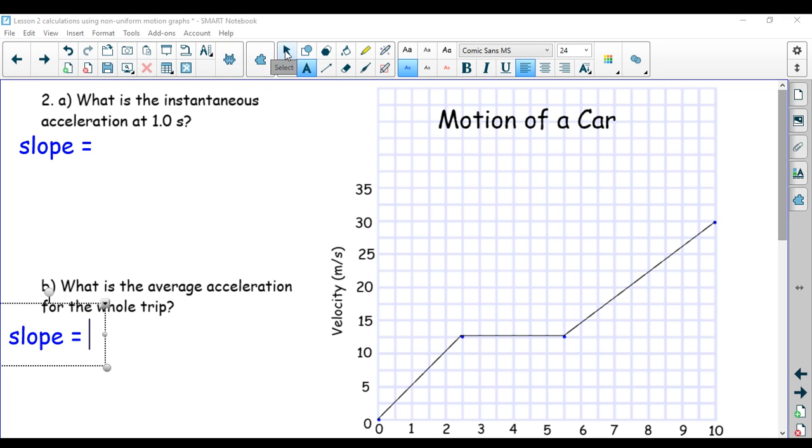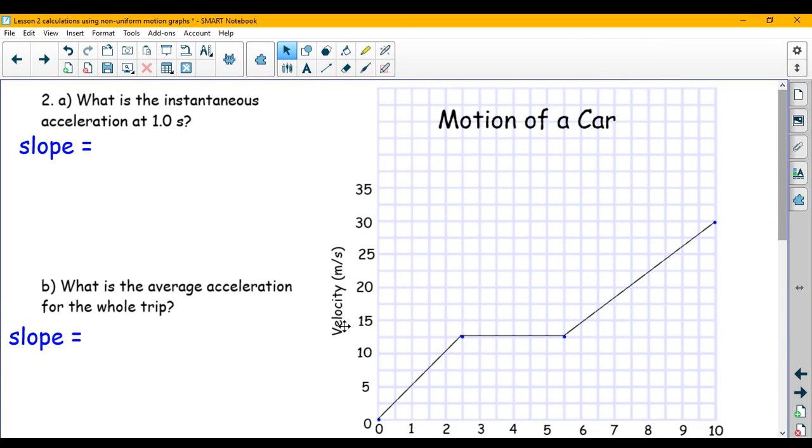Okay, so this is our next example, example number 2. Now, for this example, you'll notice I'm now using a VT graph. So I can do all sorts of stuff with the VT graph. I can find the slope, which is going to be the acceleration, and I also can find the area under the graph, which is going to be my displacement.